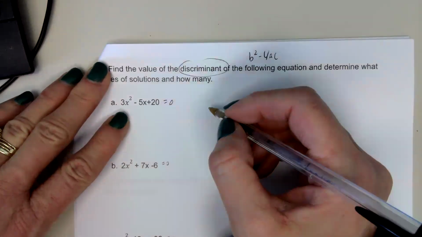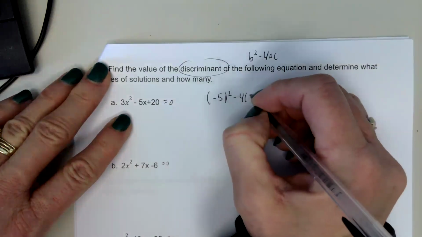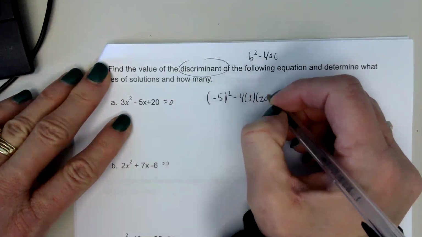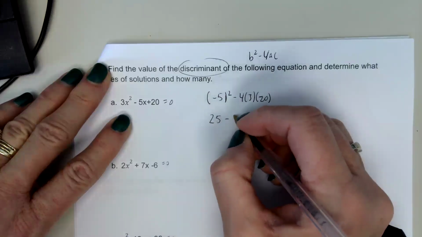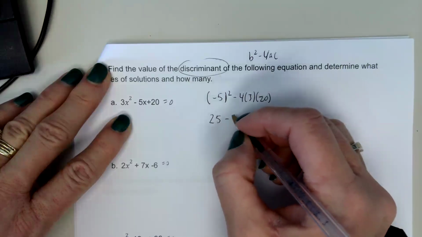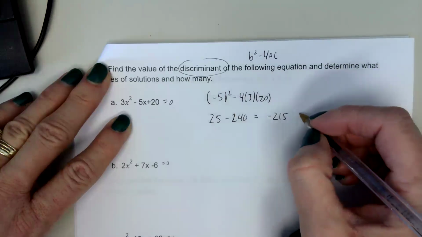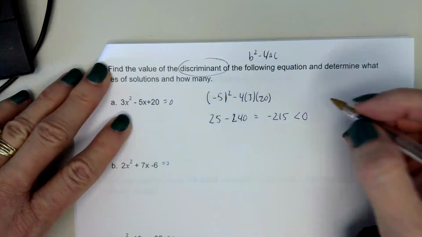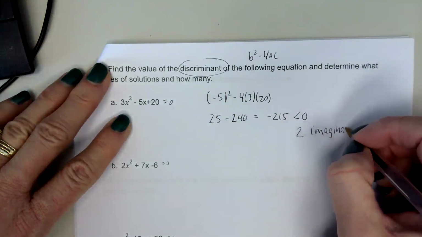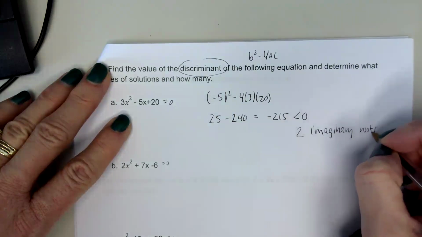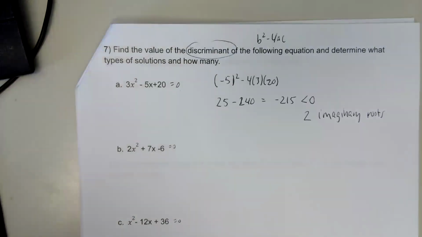In this case, it's going to be a negative 5 squared minus 4 times 3 times 20. That comes out to be 25 minus 240, which is a negative 215. Because that is less than 0, that tells us that we're going to have 2 imaginary roots. So that gives you a clue on some things.